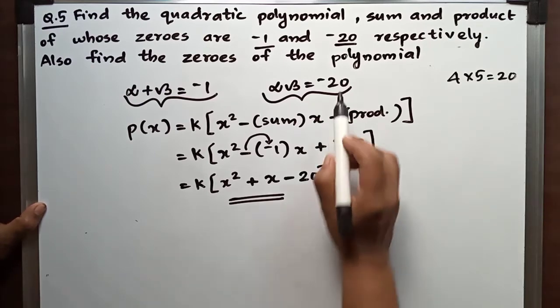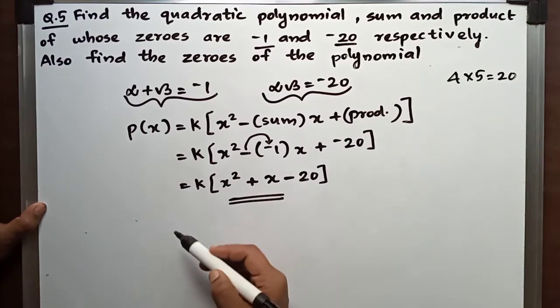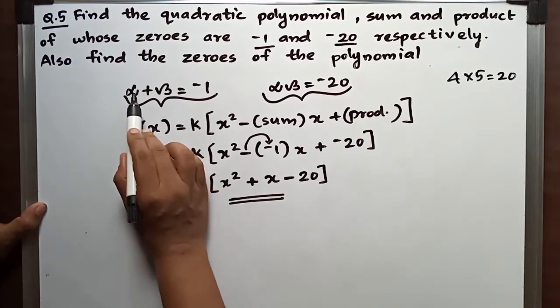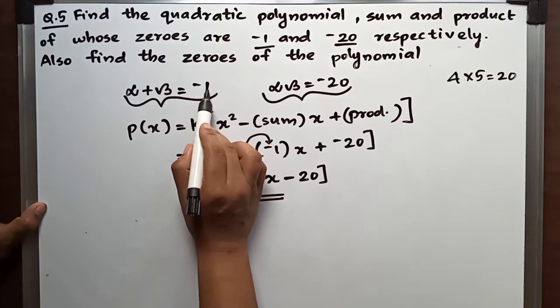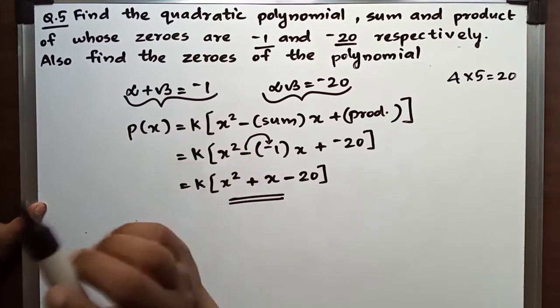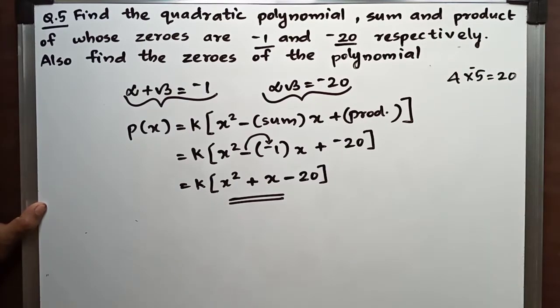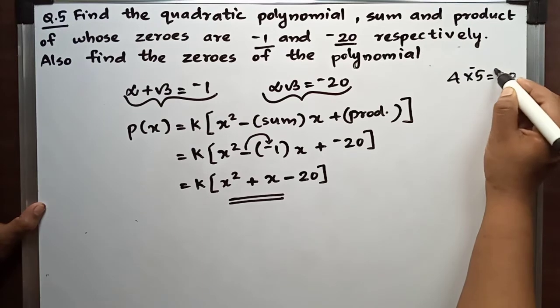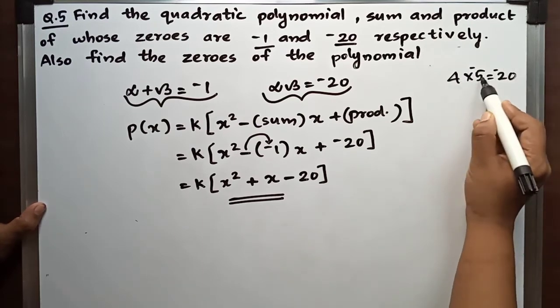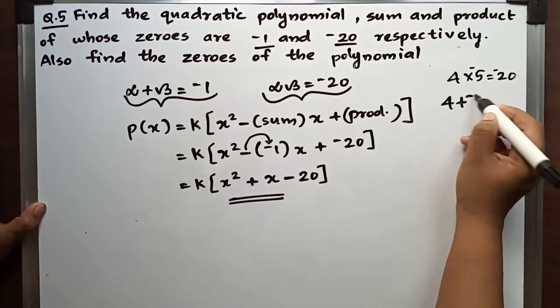Okay, here the product is -20, which means one among these is negative. And here alpha plus beta is -1, which means the bigger number is taken as negative. That is, yes, here the negative symbol goes to 5. Then 4 into -5 is -20, and 4 plus -5.